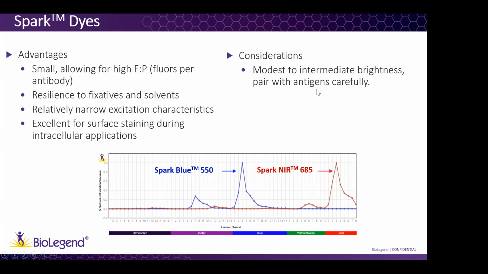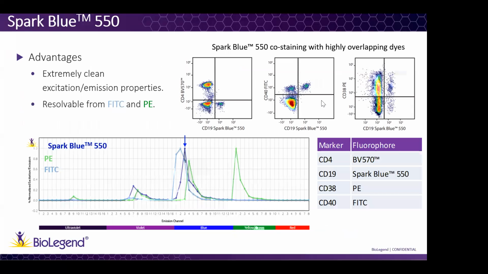And then something you should consider is that they are modest to intermediate brightness. So they are not super bright, but not super dim either. So they are really good for secondary tier antigens, like for instance, cell lineage markers and things like that. So for Spark dyes, we have our Spark Blue 550, which has extremely clean excitation and emission properties, and it's resolvable from FITC and PE.